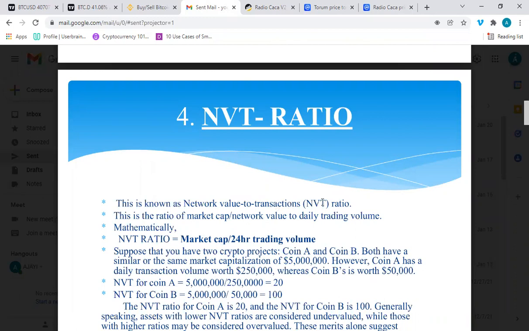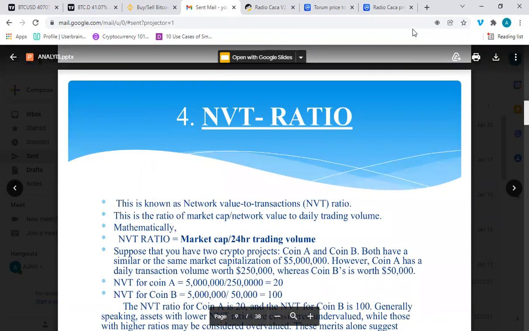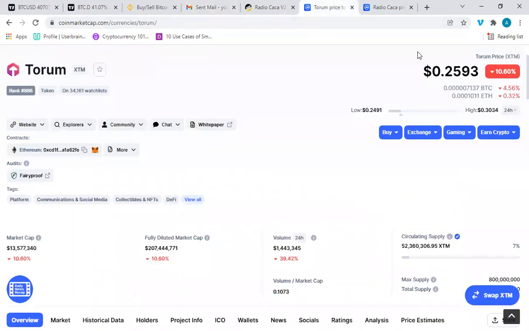Market cap or network value to daily trading volume. Now, what's market cap? Market cap means the circulating supply of the coin multiplied by the current price. If you're checking the market cap of this, that would be 0.25.